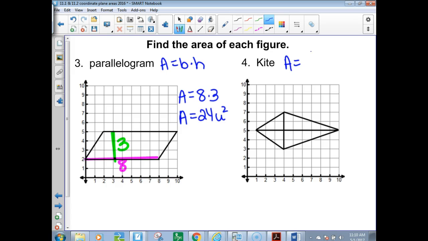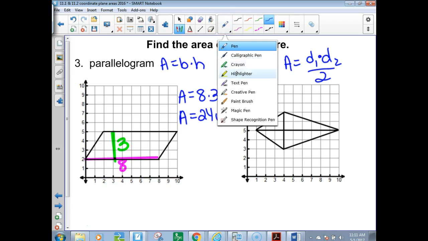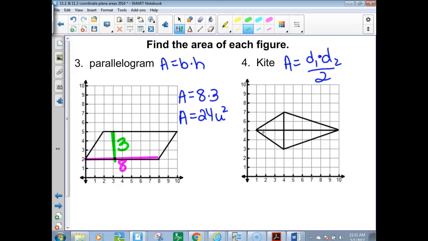It's a T. Good job. That's it. Yep. Diagonal 1 times diagonal 2 divided by 2. And the diagonals we can count. There's a long one and a short one in this kite. The vertical one is 4.